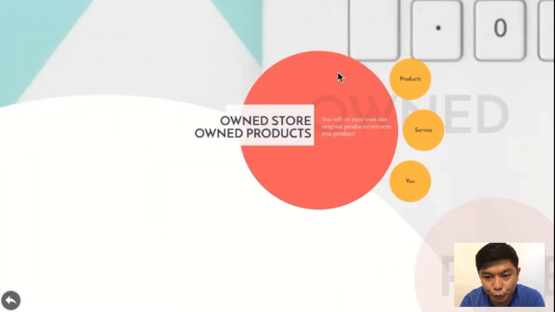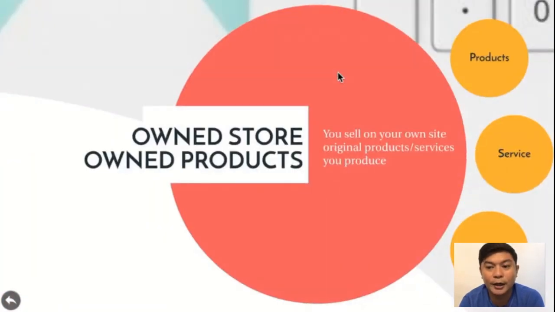First is own. Own product, own store. You sell on your own site original products or services you produce. So, for example, if you have a meat processing side business, so nagagawa kayo, for example, longganisa, tocino, you produce that original product, you create an online store, create a Facebook page, an Instagram page, take pictures, and then sell it immediately on those social media pages.